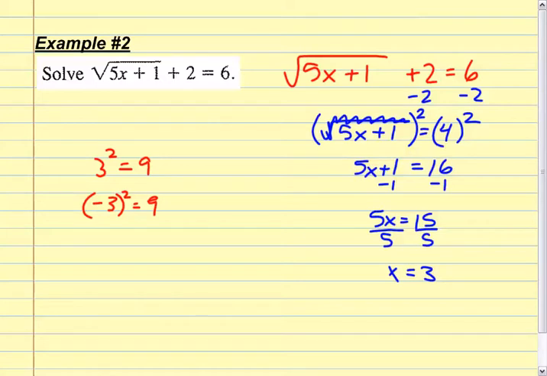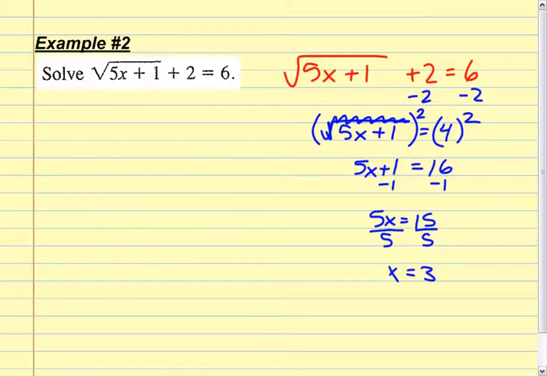But I will always get the answer. Not every solution that I get when I square things might solve the original, but one of them will. At least one of them will. So all of that's just to say you need to check your answer.